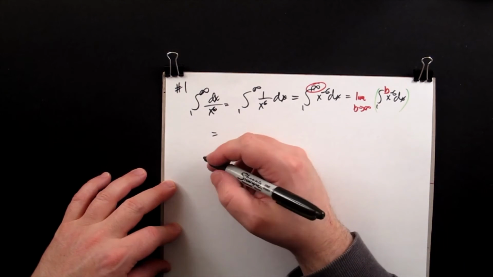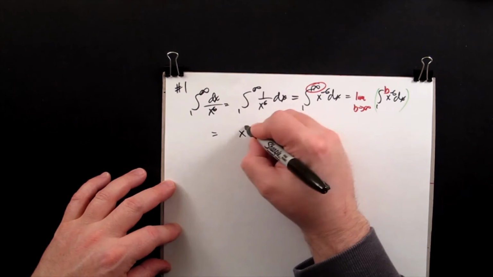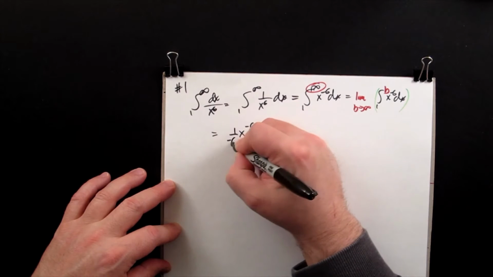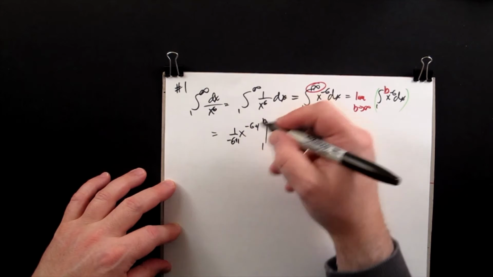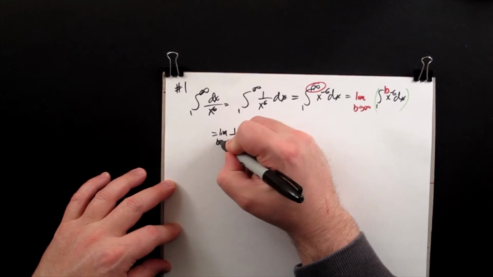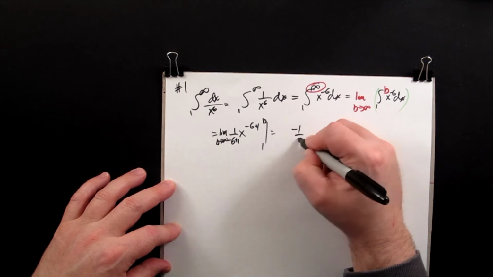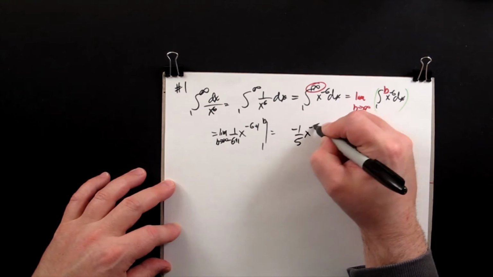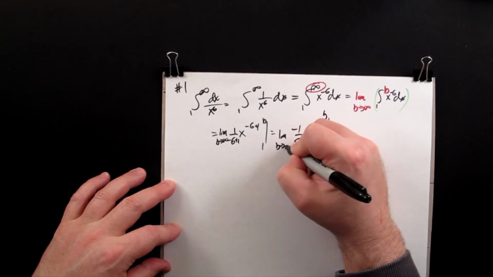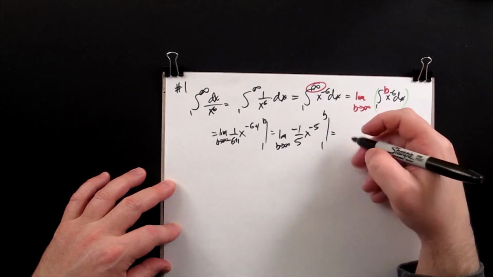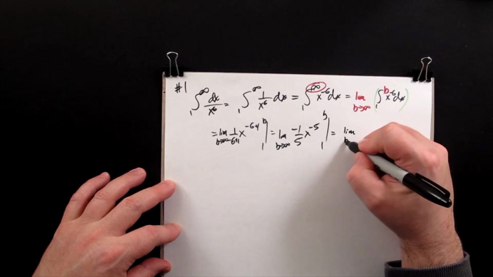So using the fundamental theorem of calculus, this is going to be x to the minus 6 plus 1 over minus 6 plus 1, from 1 to b, and we still have this limit here, b goes to infinity. So it's going to be minus 1/5 x to the minus 5th from 1 to b, and then limit as b goes to infinity.